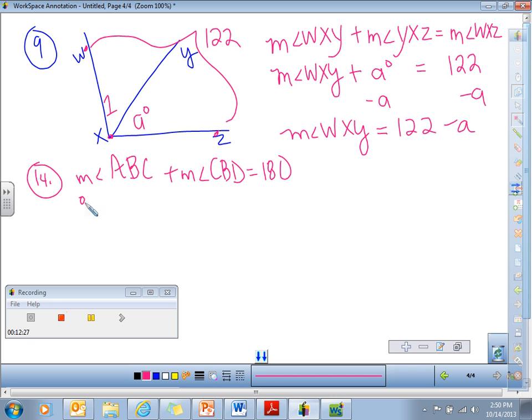Good, so I'm going to use substitution, 8x plus 12, plus, Jeremiah, what does it give us for angle CBD? Good, 2x plus 28 is equal to 180. So how do we solve it now? Combine like terms. We have 8x plus 2x is what, Lauren? 10x. 12 plus 28 will be what?